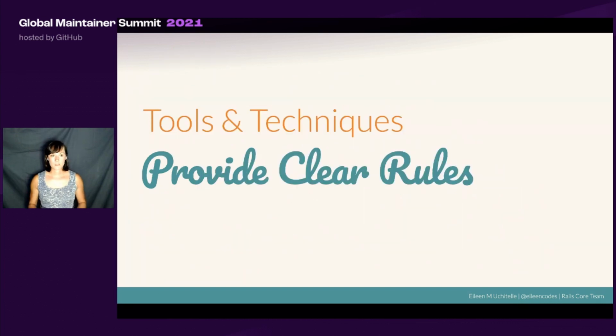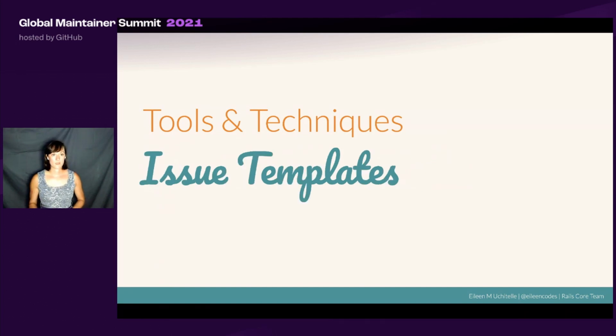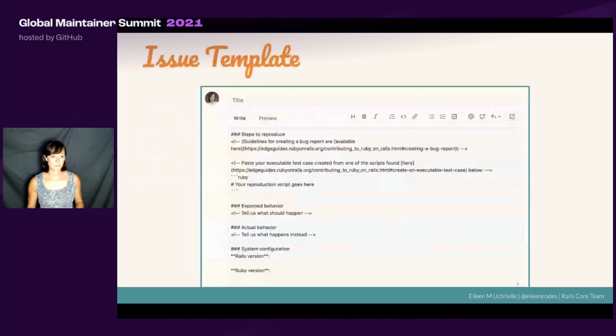In addition to a solid team structure, another way that we can reduce the support burden is by providing clear rules to users and new contributors so they know when and how to open an effective issue. The first way we do this is with issue templates. Issue templates are a GitHub feature that lets you set up specific templates for bugs, features, and other types of requests. In each template, you can add fields that you want users reporting issues to fill in.